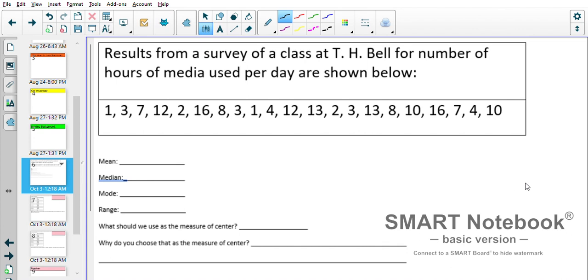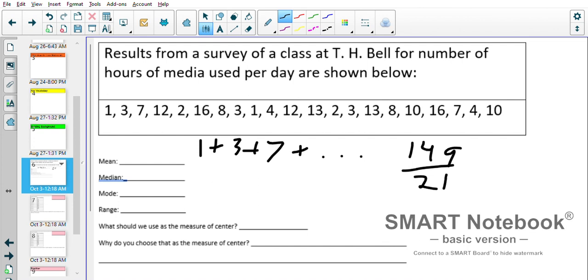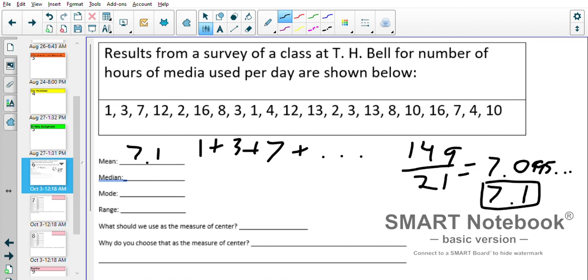So to calculate the mean, our first task is to add up each of these numbers. So we end up with 1 plus 3 plus 7 plus, and we have to add them all up together. When we do that, we end up with a grand total of 149. Since there are 21 data points, we need to divide that by our total number of data points. So divided by 21, that will give us a total of 7.095. And that decimal keeps going, so we can round that to 7.1 if we wish. That would be our mean, so 7.1 I'm going to put right here.